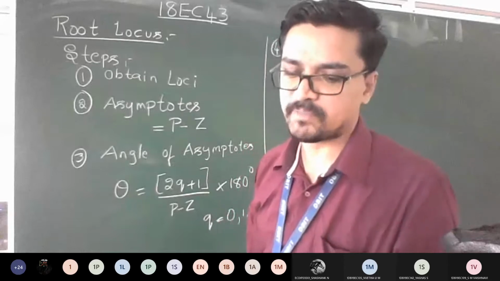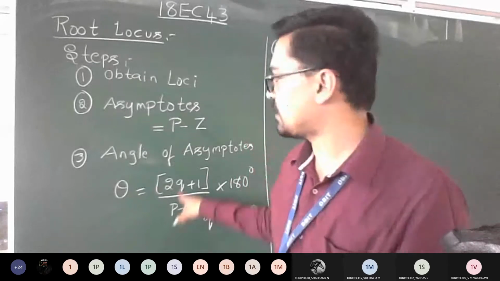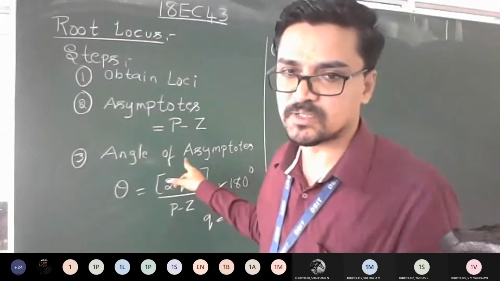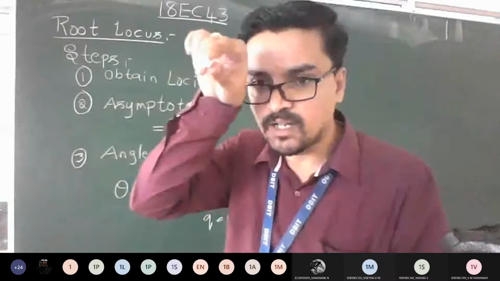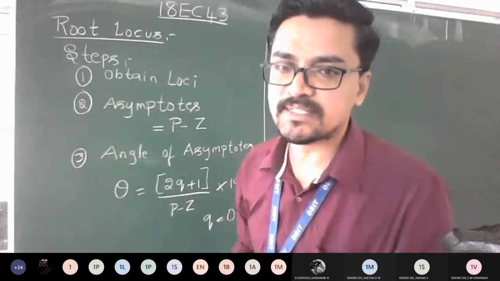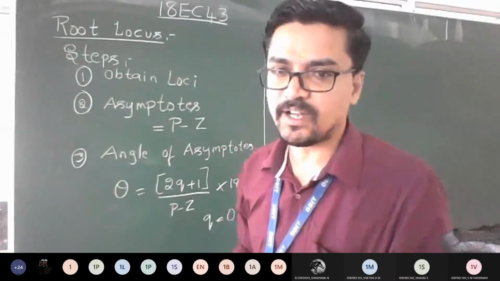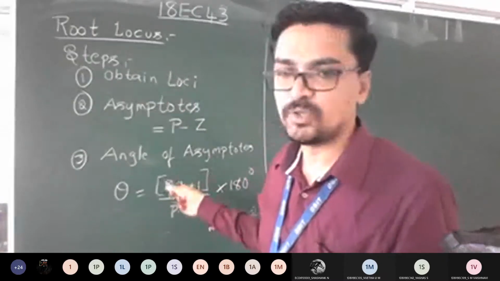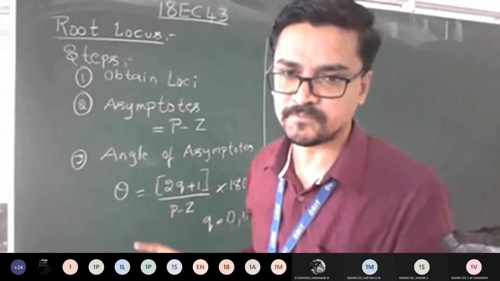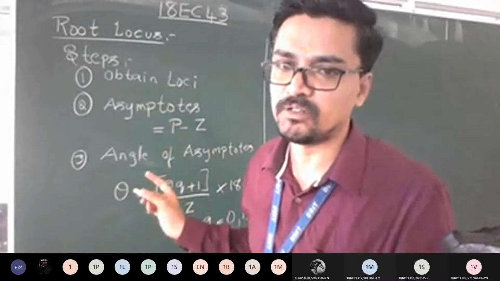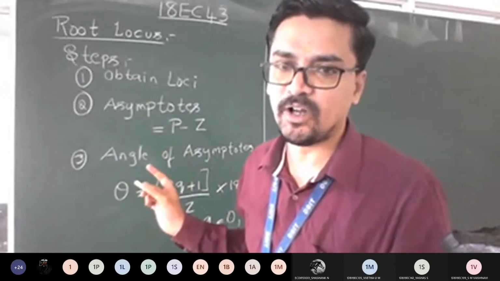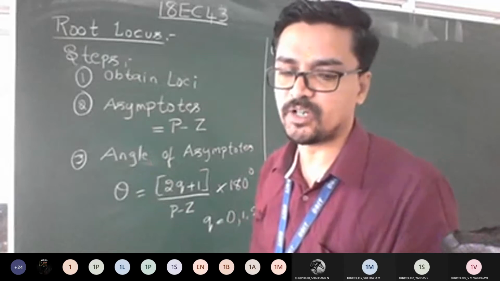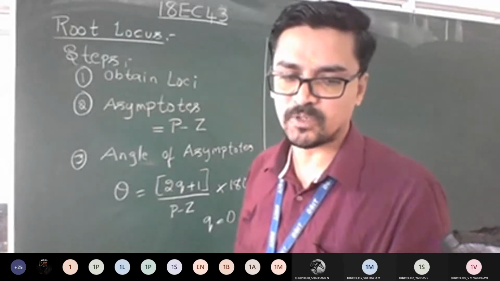Okay. Go with step number 4. See, I have calculated the number of asymptotes required. I have calculated the angles of asymptotes. So in order to plot that on a graph, I need to have a centroid. If you want to plot the angle using your protractor, you need to mark the centroid in the graph. So that is your step number 4. Just write the heading as centroid of asymptotes. You need to calculate the centroid of asymptotes.